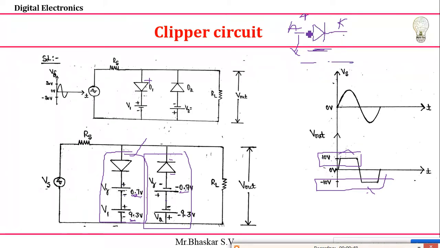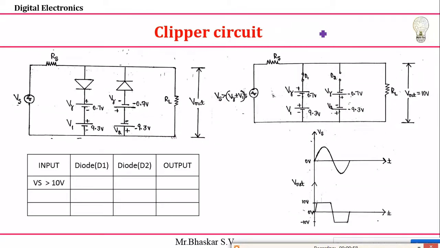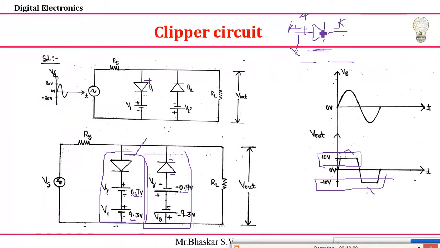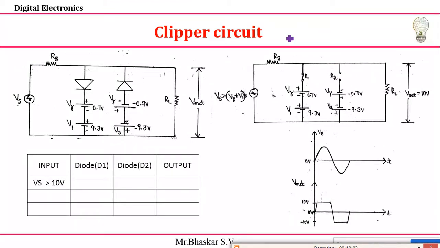It means this potential should be high compared to this one. Let's analyze this. So, first case. So I think you have written the circuit diagram, right? Yeah, you just write down this table. That is very important. We'll analyze that.